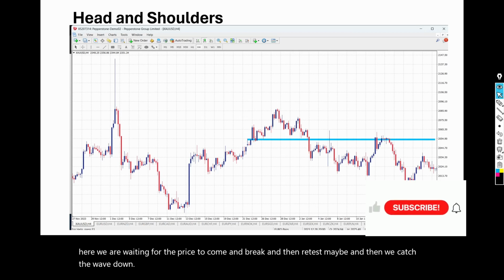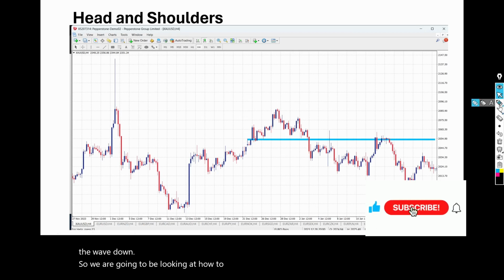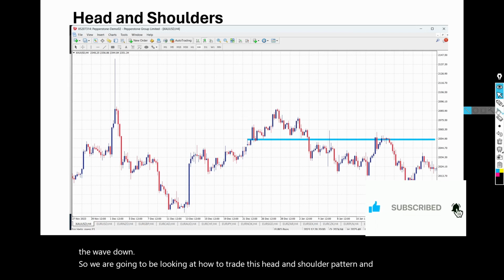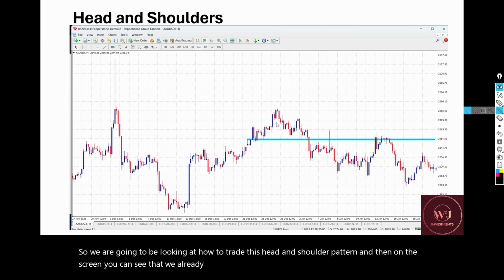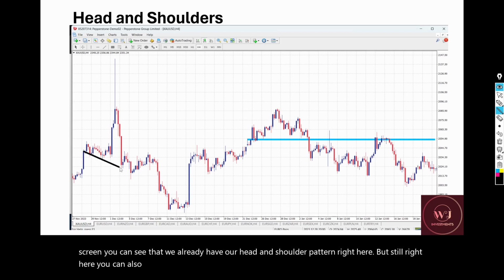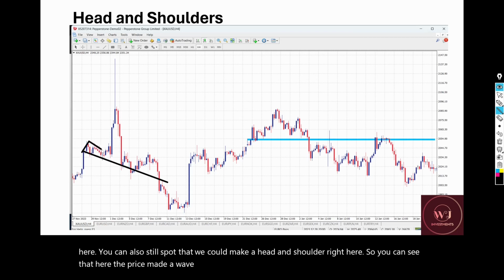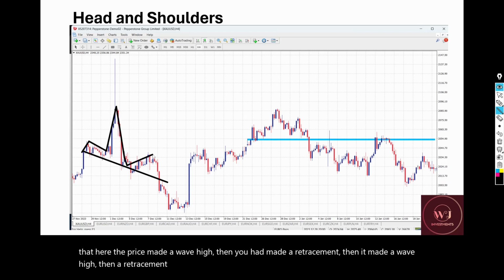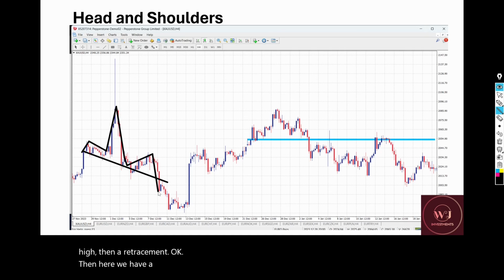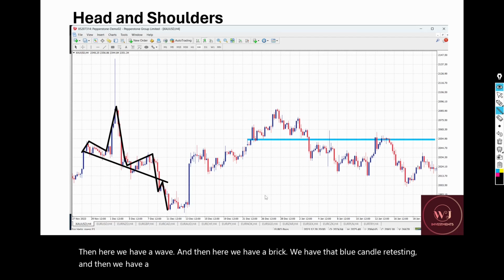So we are going to be looking at how to trade this head and shoulder pattern. And then on the screen, you can see that we already have our head and shoulder pattern right here. But still right here, you can also spot that we could make a head and shoulder. You can see that here the price made a wave high, then it made a retracement, then it made a wave high, then a retracement, okay? Then here we have a wave, then here we have a break. We have that blue candle retesting, and then we have a small short-term trend.